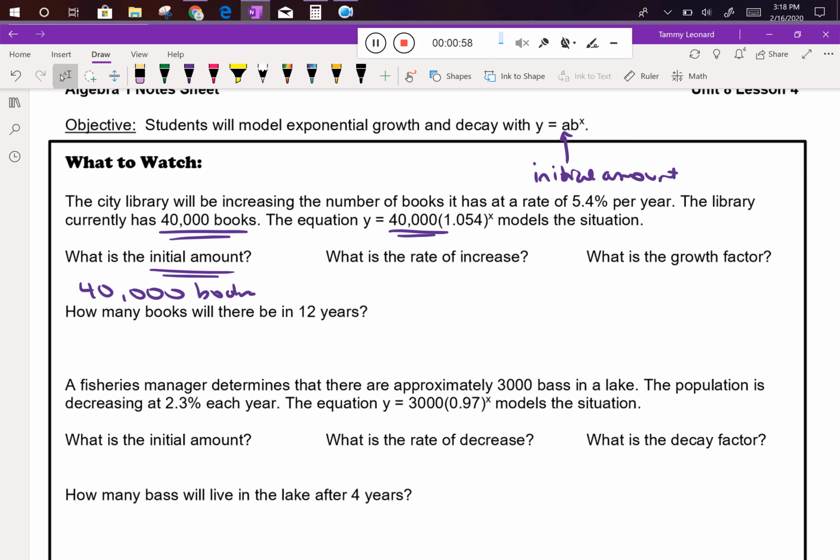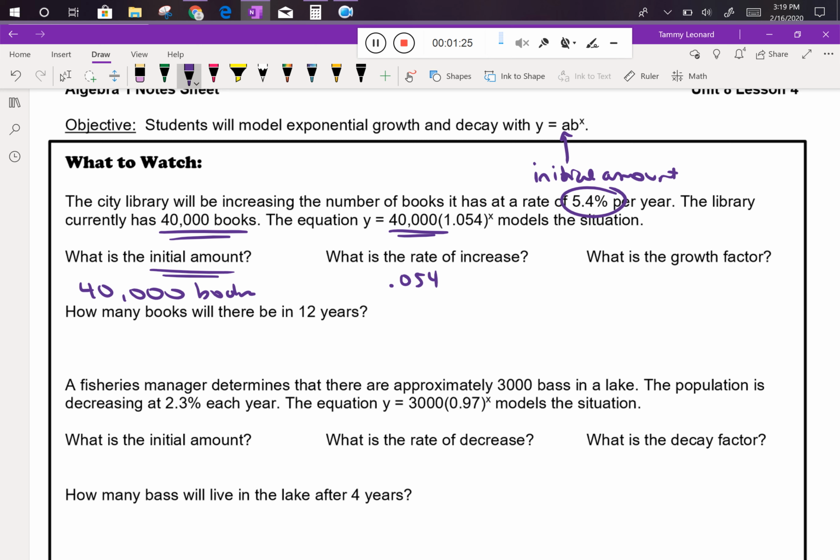Then we're asked, what is the rate of increase? Well, this is going up by 5.4% per year. There's two different things here. One of them is called a rate of increase, and the other is called the growth factor. Well, the rate of increase is that interest rate. So that's 0.054. That's 5.4% per year.